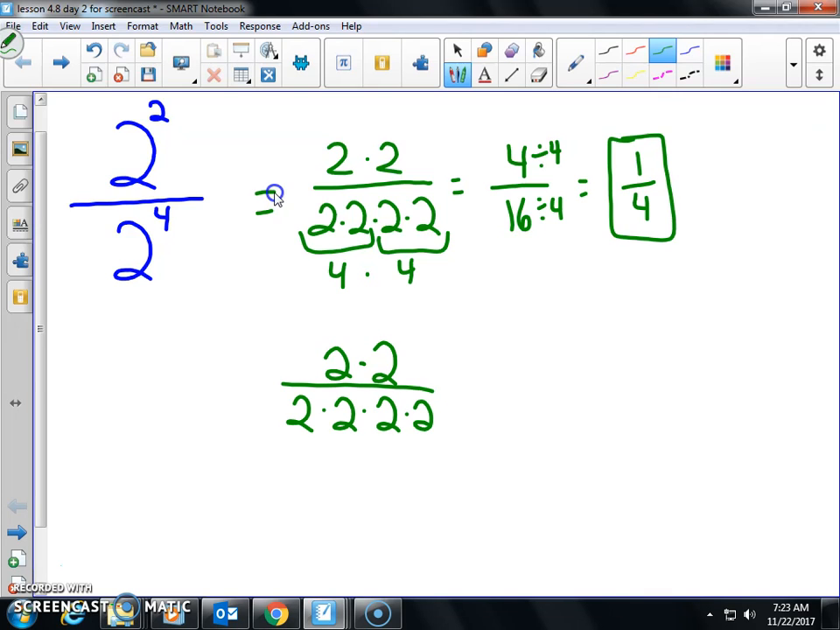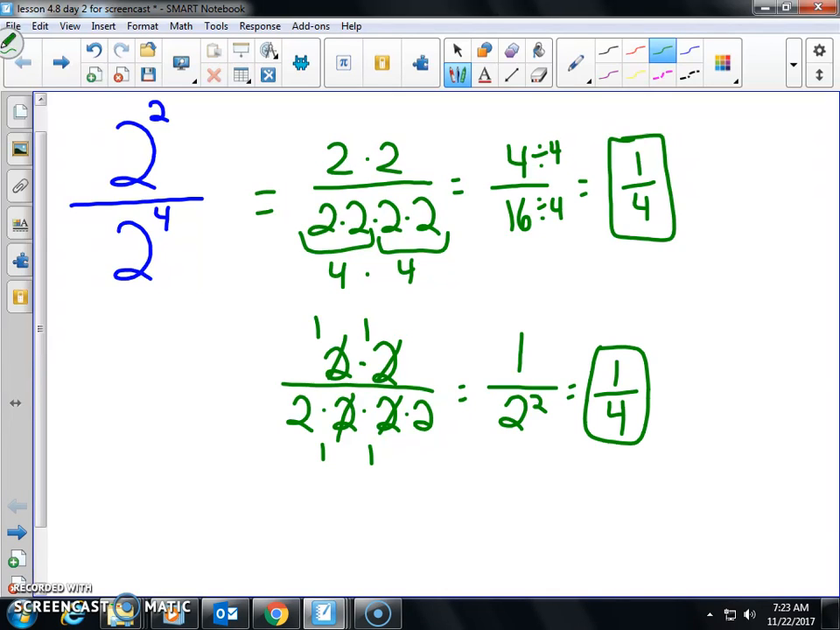And we could simplify first. We could say that a 2 from the numerator and a 2 from the denominator cancel and turn into 1's. Same thing with this group. And simplify from there. On top, 1 times 1 is 1. On the bottom, 2 times 1 is 2, times another 1 is 2, times another 2, 2 to the second power, which I know is 1/4. So again, we get 1/4.